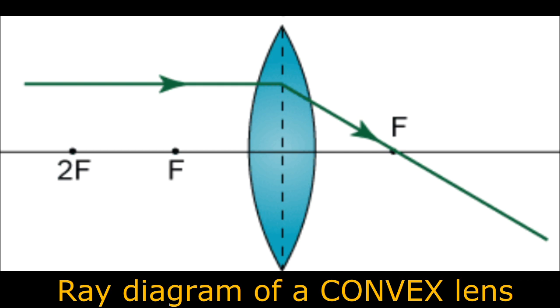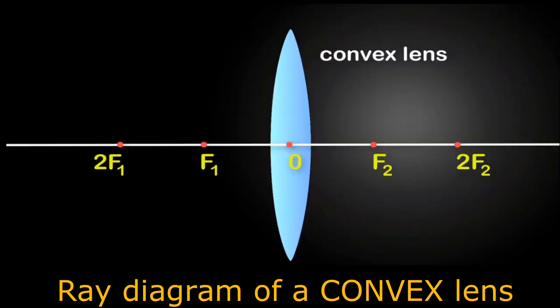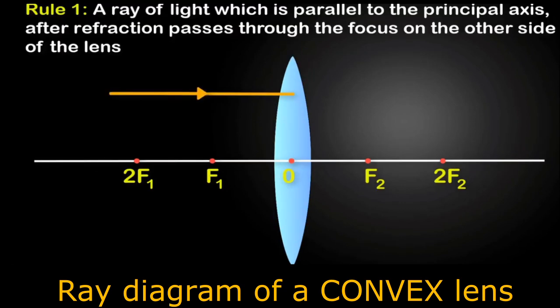Now, let's see the rules that we should follow while drawing the ray diagrams of a convex lens. Generally, for constructing ray diagrams, we use 3 principal rays. The first ray is a ray of light incident parallel to the principal axis of the lens. This ray, after refraction, passes through the second focus f2.